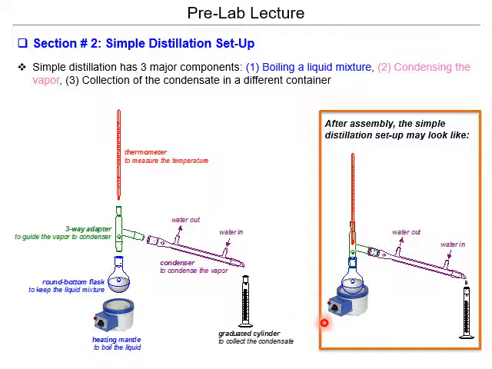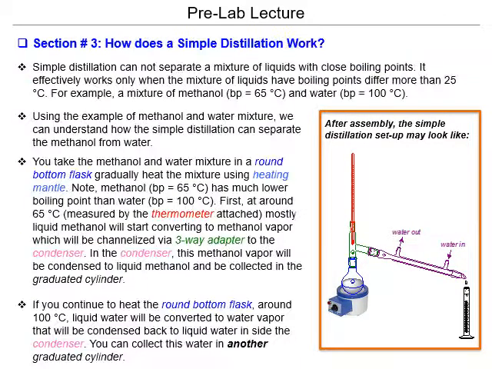So yes, it's quite simple. It's called simple distillation for a reason. And fractional distillation coming up is not that difficult either. So simple distillation cannot separate a mixture of liquids with close boiling points. It effectively works only when the mixture of liquids have boiling points that differ by more than 25 degrees Celsius.